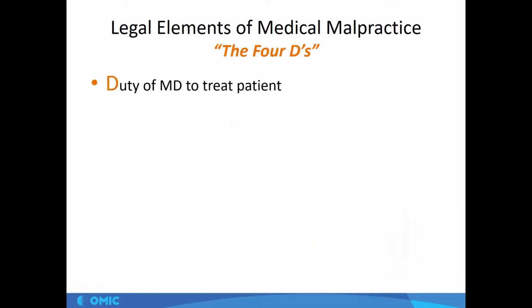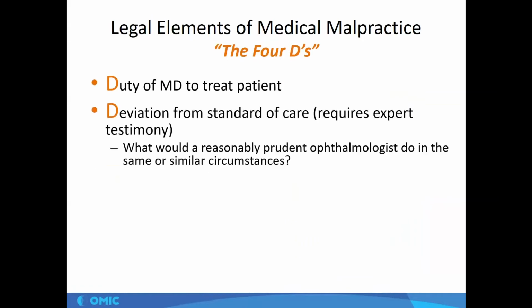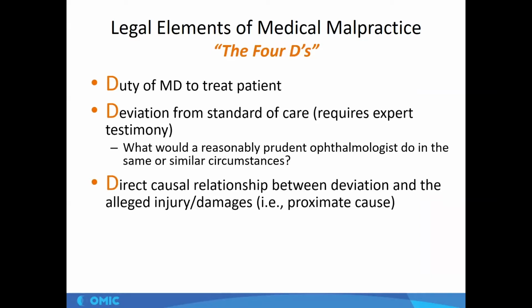So these are the 4 Ds. The first is a duty to treat the patient, and the entire course is going to be on that. Next is a deviation from the standard of care. And there's no enduring standard of care. This is what the expert witnesses in each case testify to. It's usually defined as what a reasonably prudent ophthalmologist would do in the same or similar circumstances.